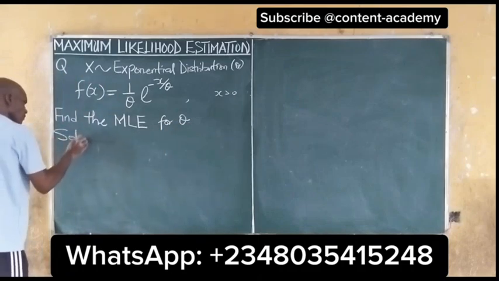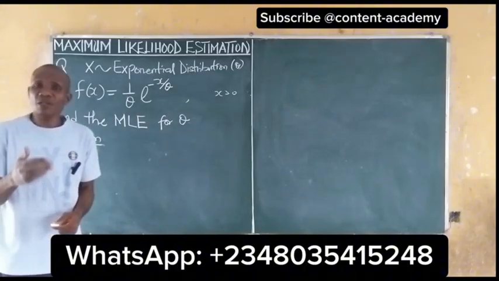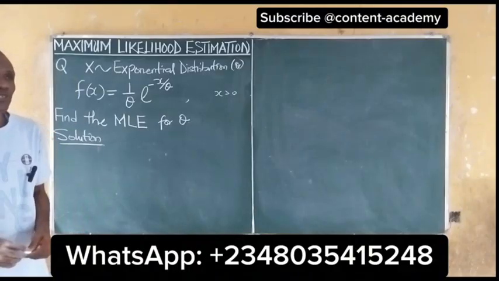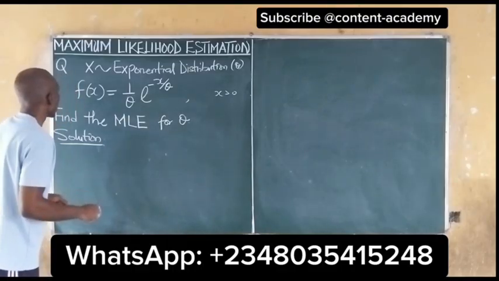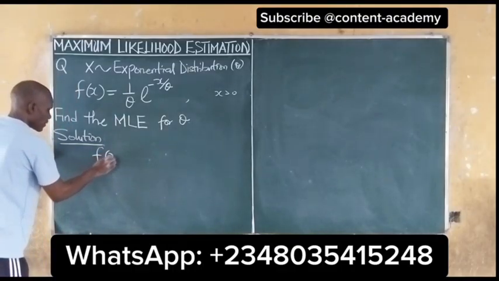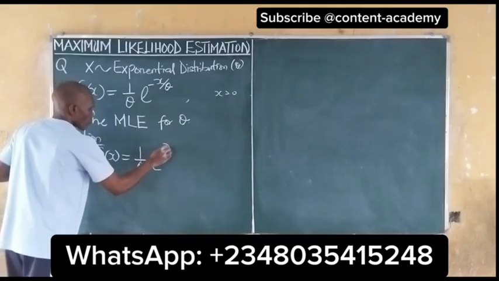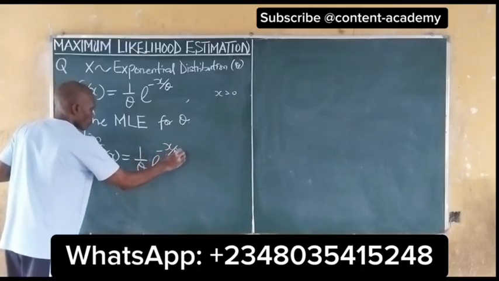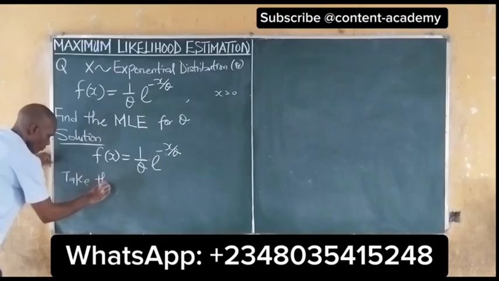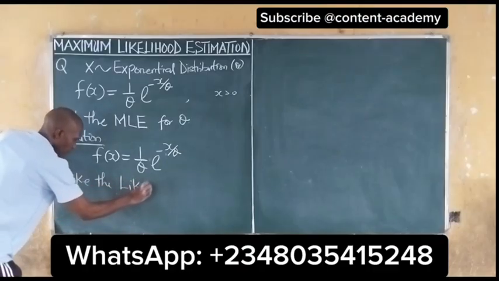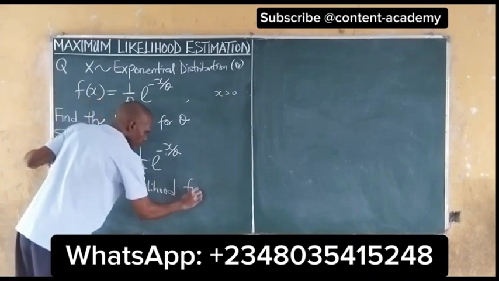Solution. Like we said, to obtain the maximum likelihood estimator for any given distribution, the first thing to do is to find the likelihood function. So if this is our PDF, we first take the likelihood function.